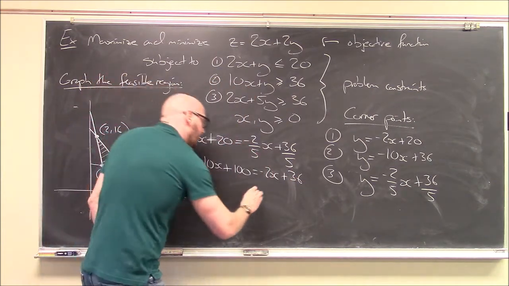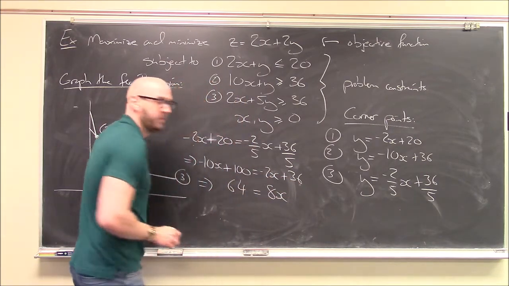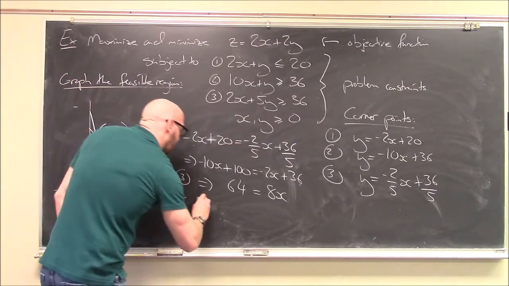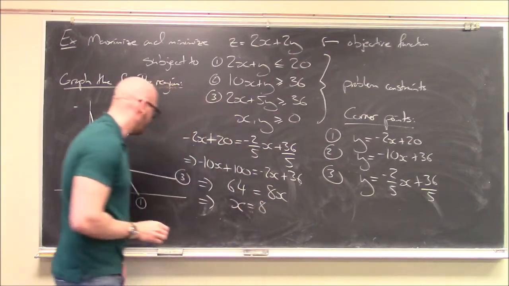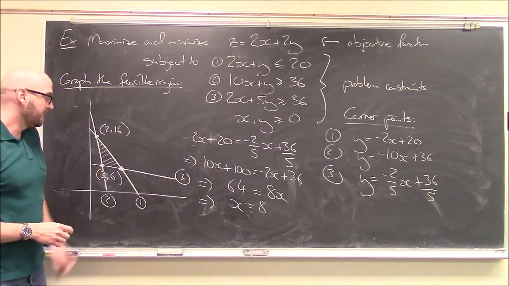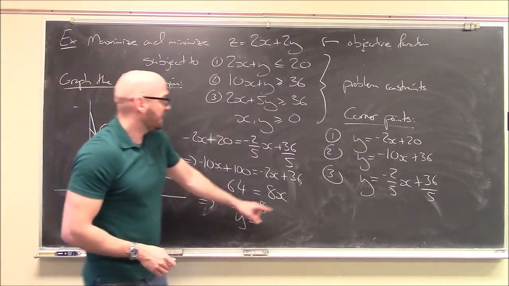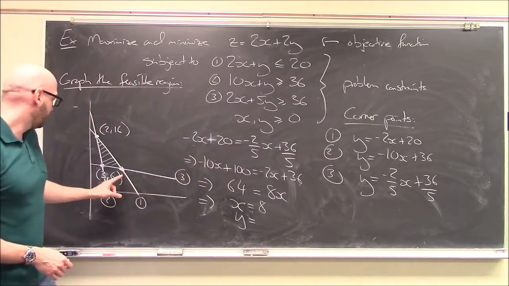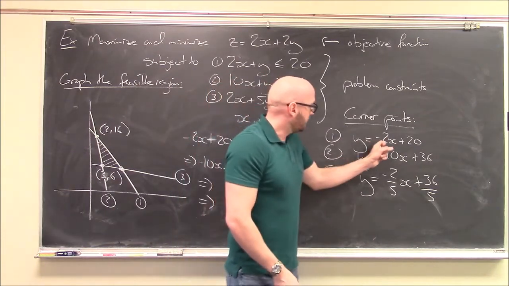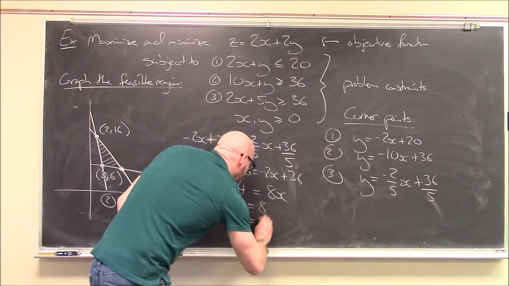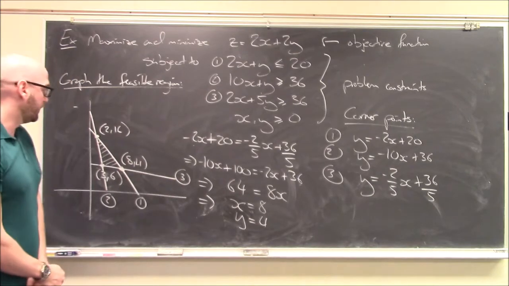Add 10x to both sides, so we've got 8x over here. Subtract 36 from both sides, and we're looking at 64. 8 goes into 64 8 times, so this is x equals 8. Again, I was expecting something bigger than 3, and I should have a y value a little bit smaller than 6. Plug x equals 8 into either one of these equations. I'll plug it into equation 1 because there's no fractions. If x equals 8, y is going to be minus 16 plus 20, which is 4. So finally, this corner point is 8, 4.